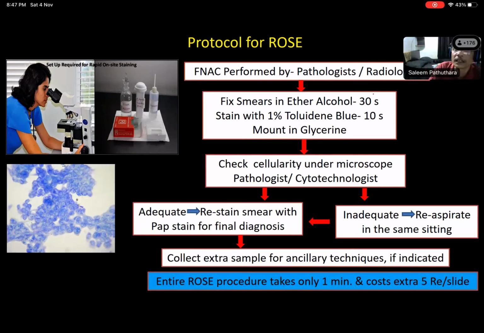Smears are fixed in ether alcohol for 30 seconds, followed by staining with 1% toluidine blue for 10 seconds, and then it is washed and mounted with glycerin. And check the cellularity under the microscope. This can be done by the pathologist or a trained cytotechnician. And if it is adequate, restain the smear; it has to be washed again in water and sent in fixative for the final diagnosis by PAP staining.